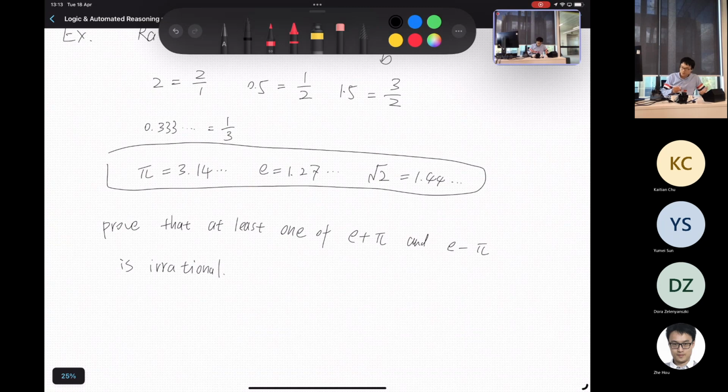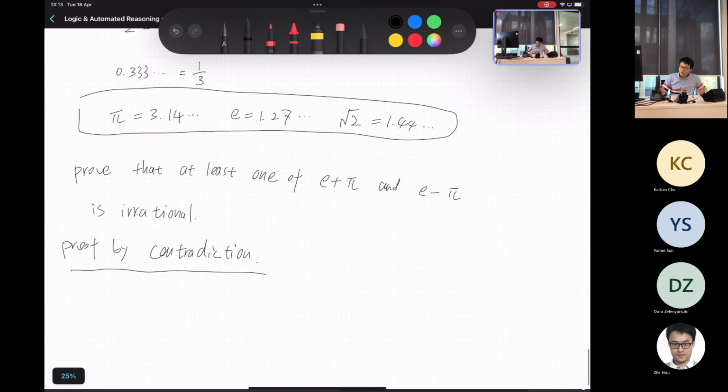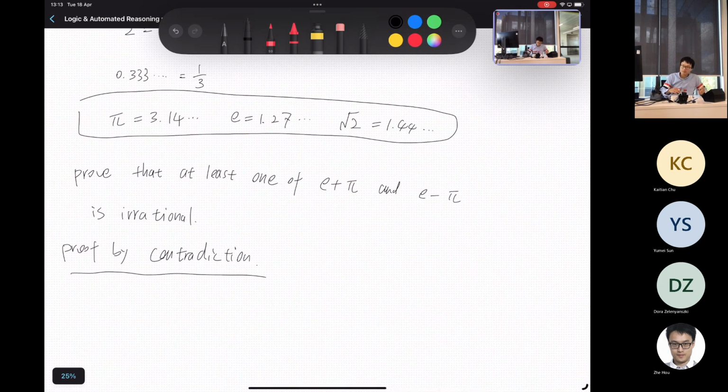Okay, so how do we prove it? We prove by contradiction. So how do we prove by contradiction? We assume the opposite of what we want to prove, right? So assume that both are rational. So that's the opposite of what we want to prove.